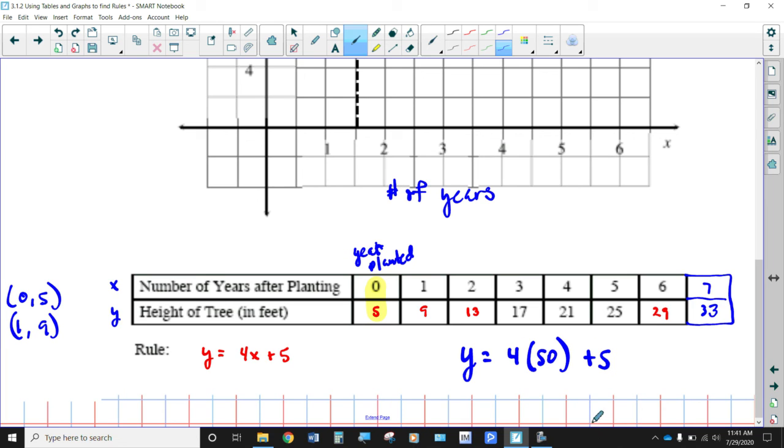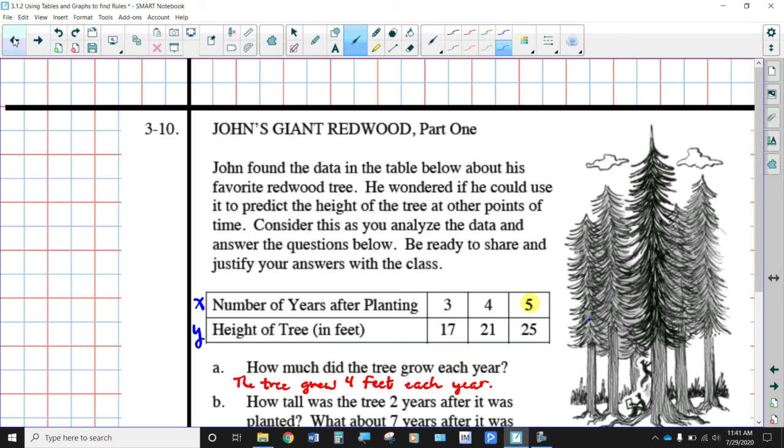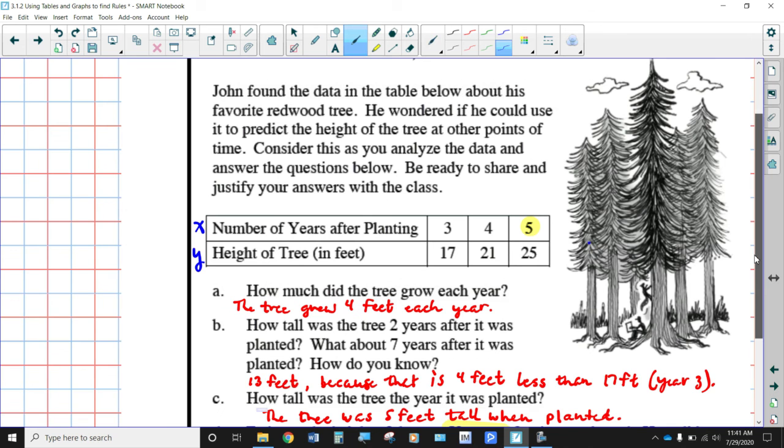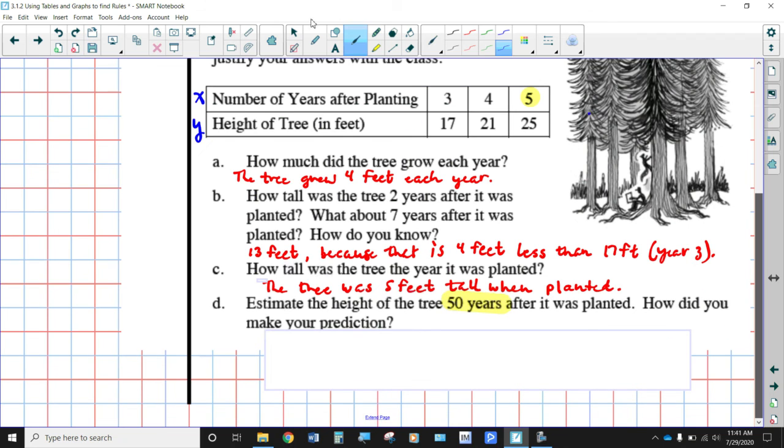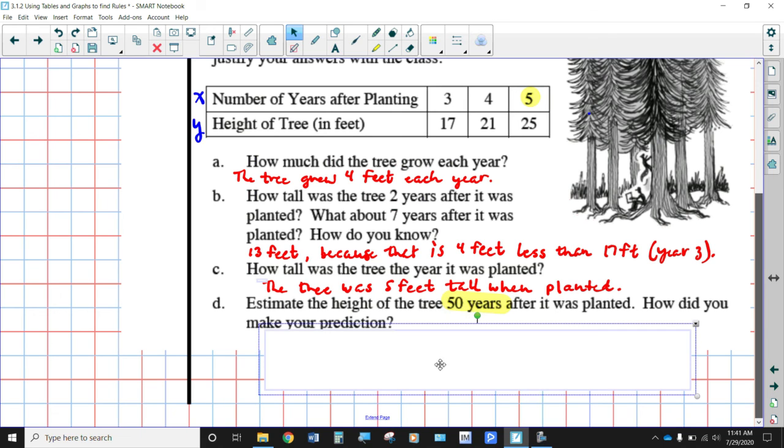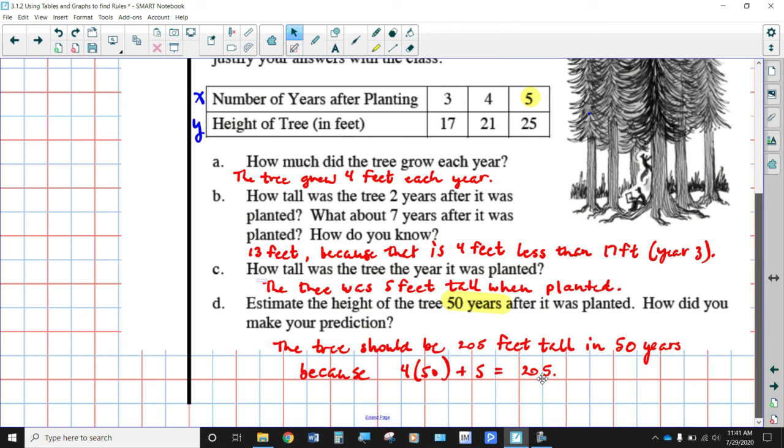You have that answer already? Remember when we made the prediction? Since it was growing by 4 feet per year, you figured it would be somewhere in the 200 range. And that's exactly right. The multiplier was 4, because that's how much it grew per year. So 4 times x plus 5 gives us an answer of 205. So it's going to be 205 feet in 50 years.